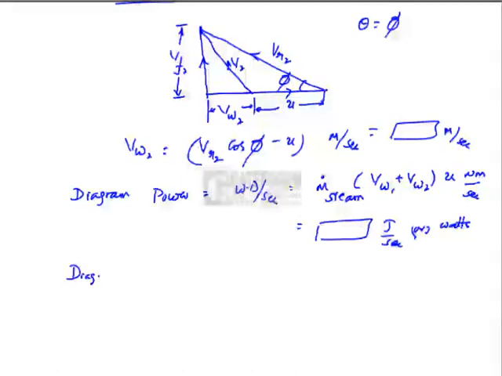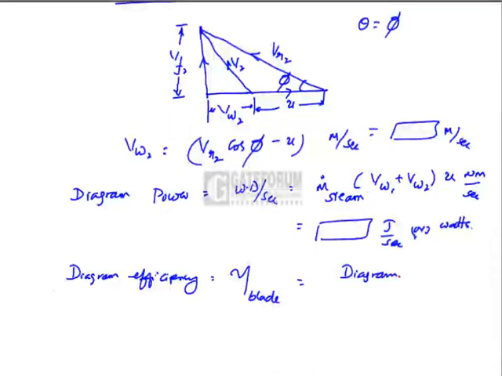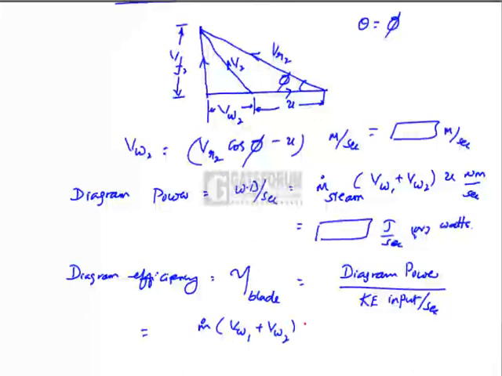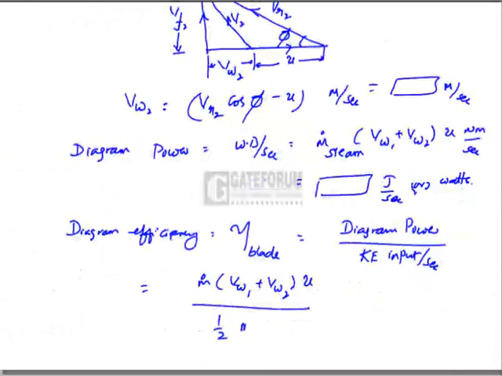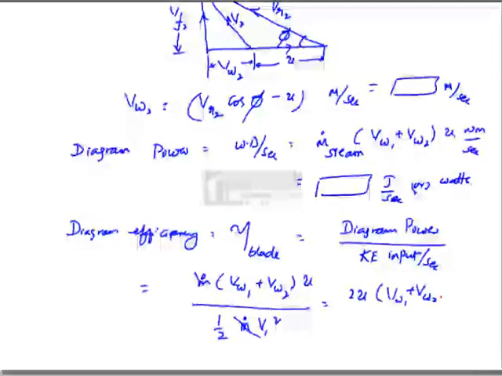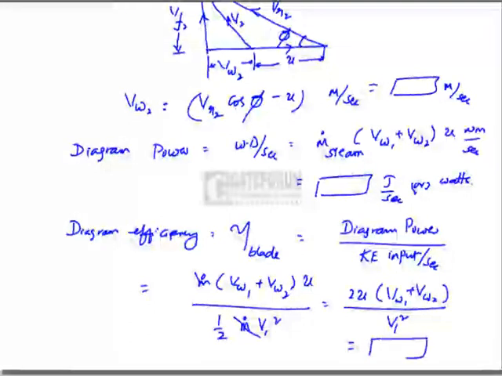Now coming to the diagram efficiency or blade efficiency is defined as diagram power divided by KE input per second. This being the pure impulse, denominator is KE input per second, which is written as m dot into VW1 plus VW2 into U divided by half into m dot into V1 square. This is 2U into VW1 plus VW2 divided by V1 square. Everything else we know. U is known, VW1 is already calculated, VW2 calculated, V1 is given in the problem. We will obtain the diagram efficiency or blade efficiency.